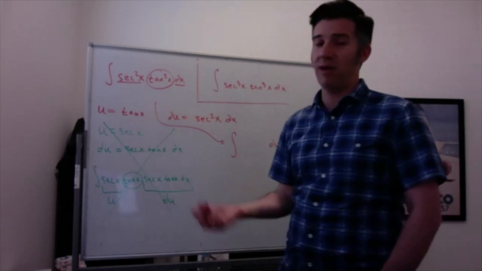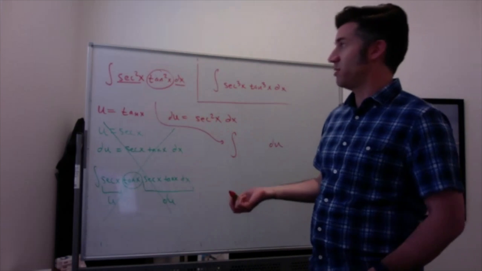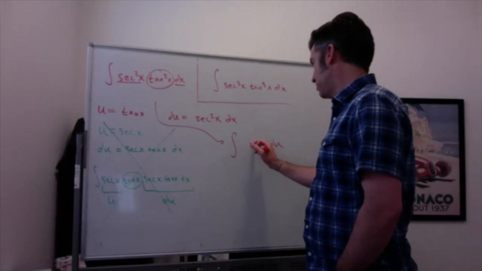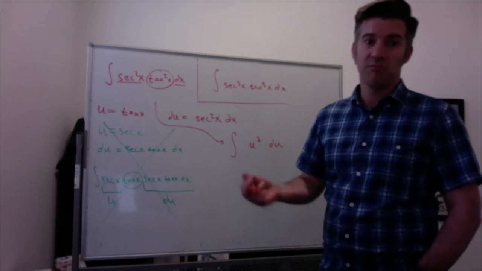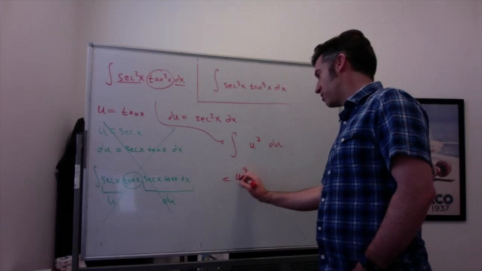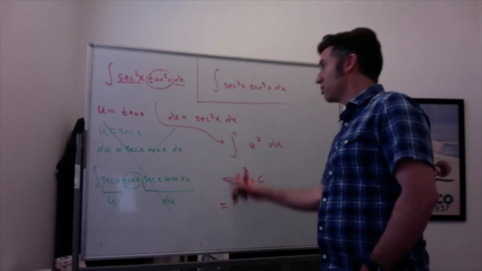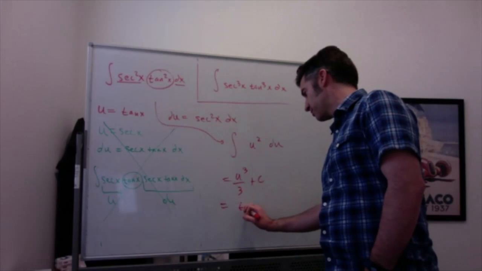Oh, sorry, I made this one too easy. Sometimes I make the problems too easy accidentally. That's going to be u squared. Okay, that one was too easy. It's fine. So we're going to get u cubed over 3 plus c, which is going to be tangent cubed x over 3 plus c, since u is tangent x.